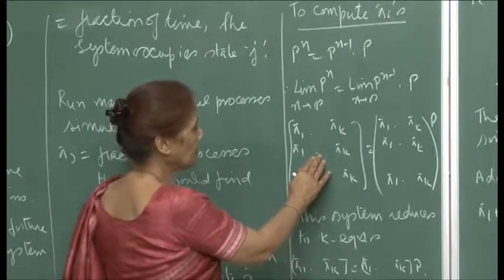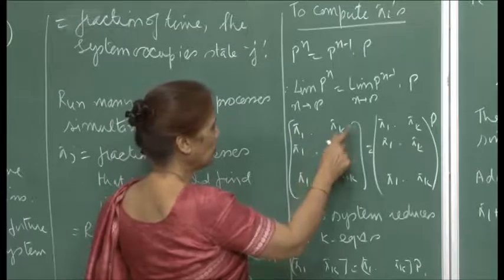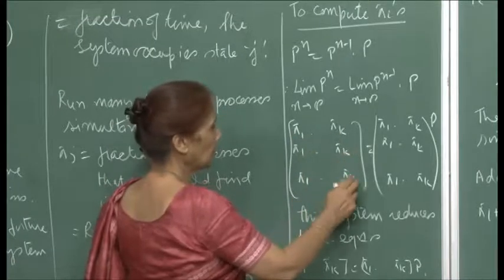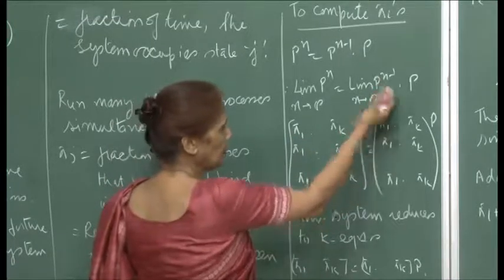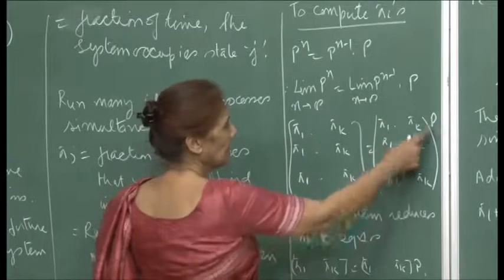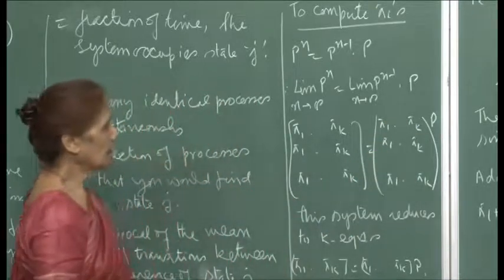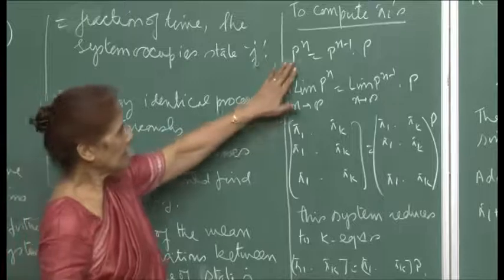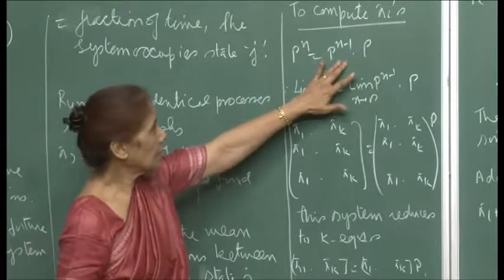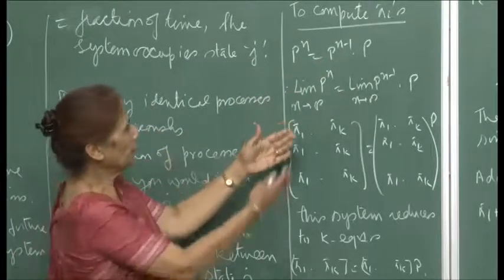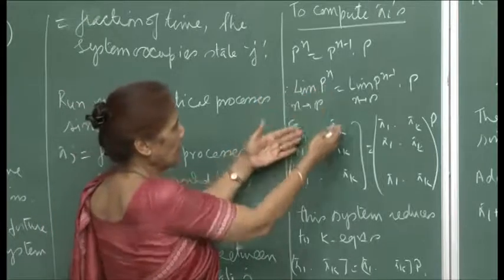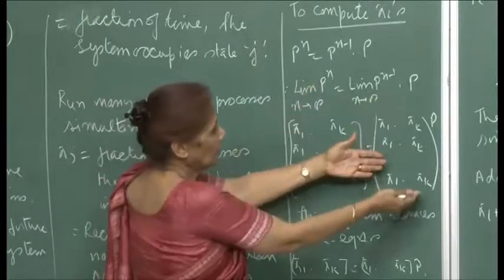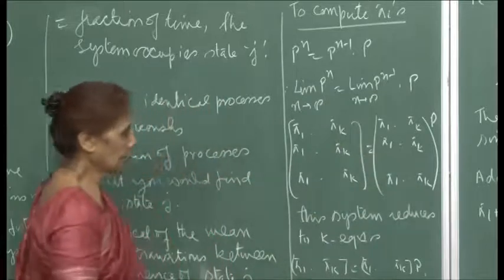Therefore, on this side also you get the matrix with rows pi1, pi2, ..., pik, repeated in every row. Similarly, P^(n-1) will also converge to the same matrix, and this is times P. So, the limiting behavior, I can just break up in this way. If this is going to this matrix in the limit, this will also go to the same matrix, and therefore you have these equations.